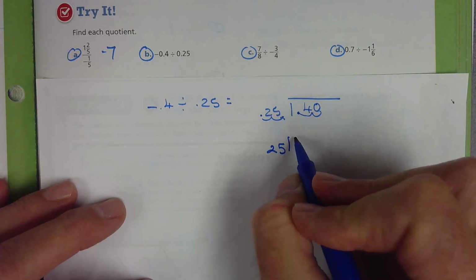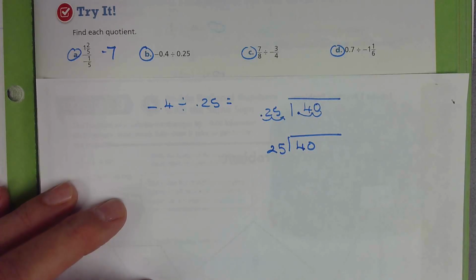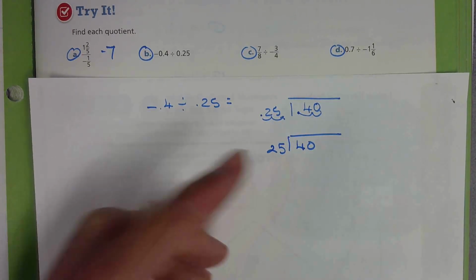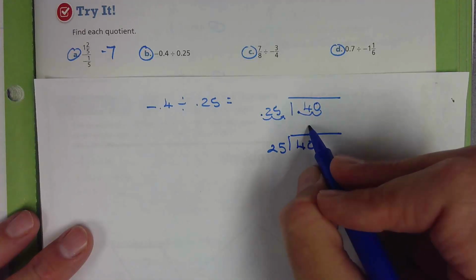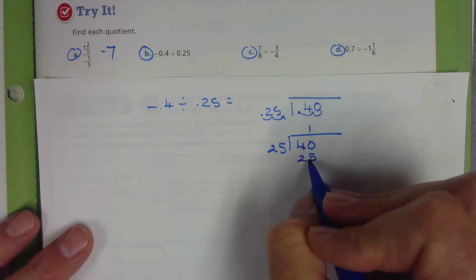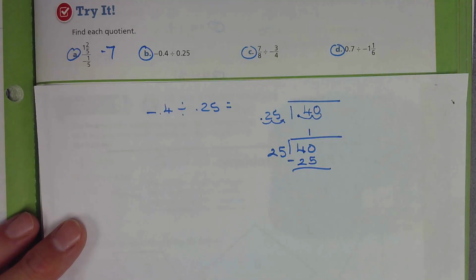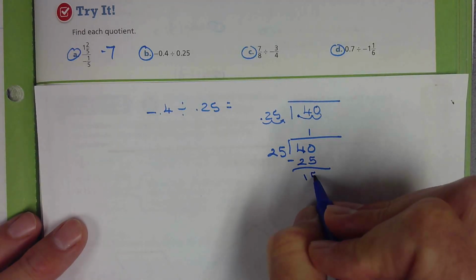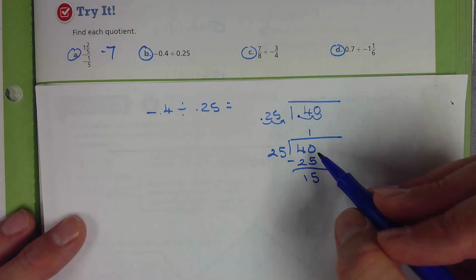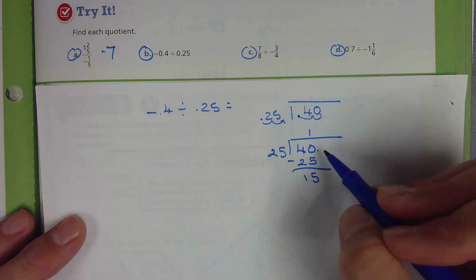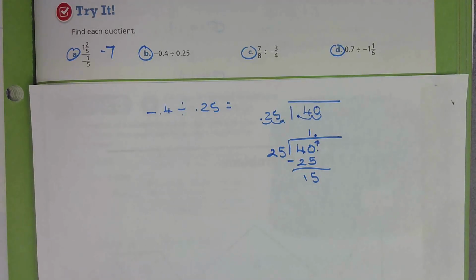So now I've got 25 going into 40. So I asked myself, does 25 go into 4? Nope. Does it go into 40? It sure does. How many times? Once. 25. What's left over? 15. Now, where's the decimal in 40? It's right there. It goes straight up. So the decimal's right there. So it's going to be 1 point something.